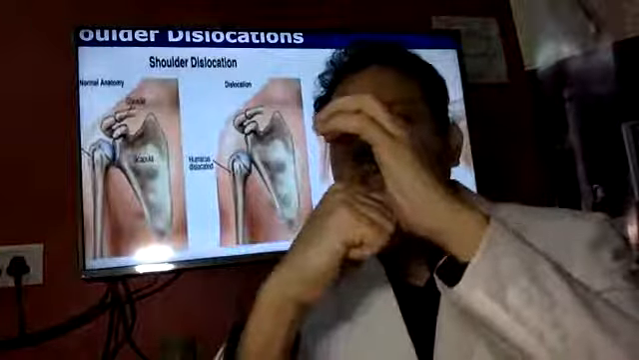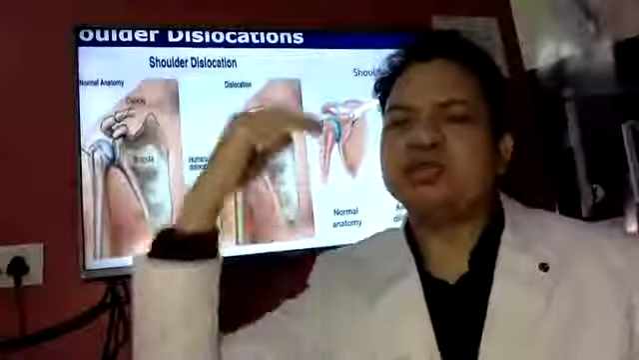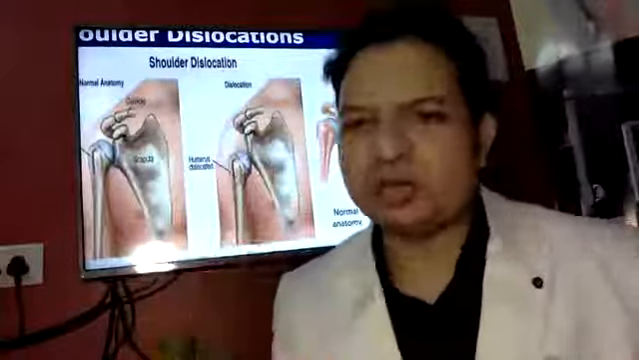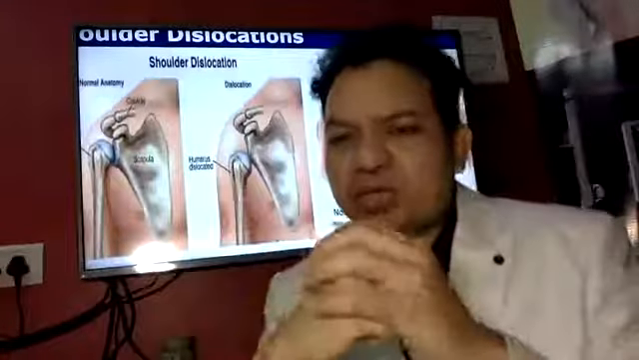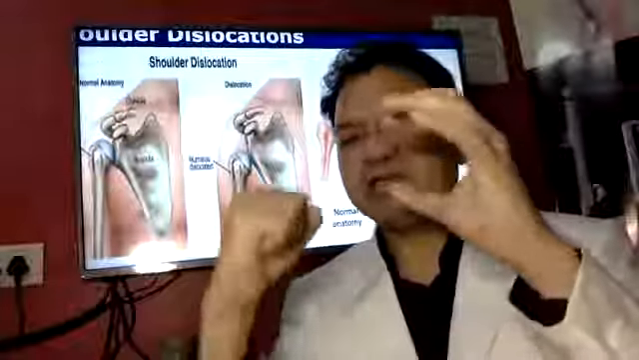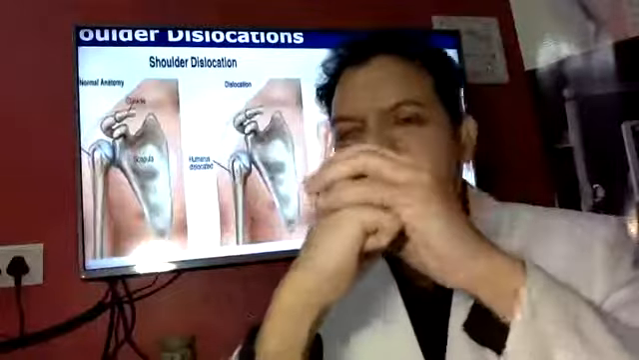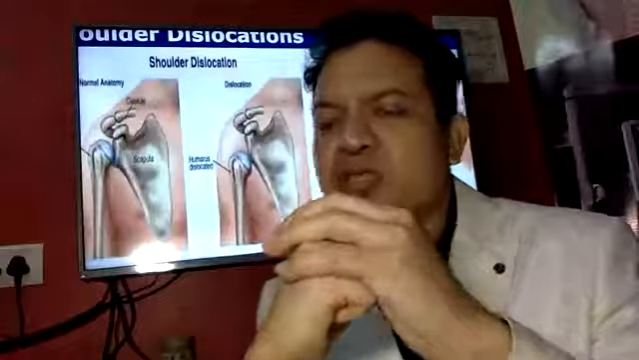This can be partial or complete, and it can be anterior, posterior, superior, or inferior, depending upon the type. The main treatment for this, of course, is that your doctor will reduce it and bring the ball, the head, back inside the cavity. This is the main treatment for shoulder dislocation.